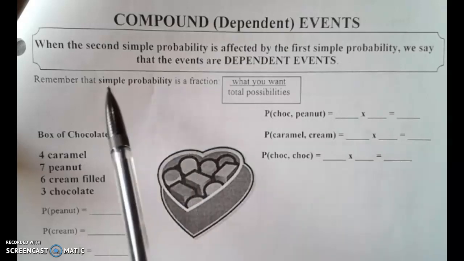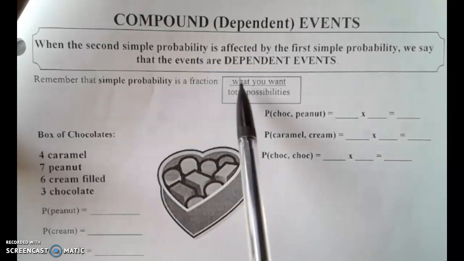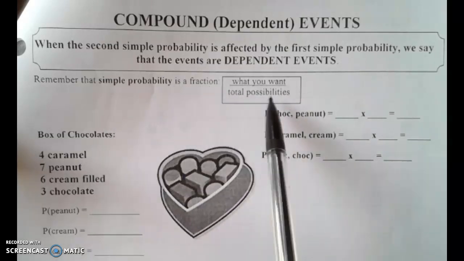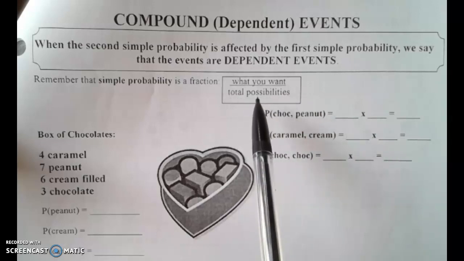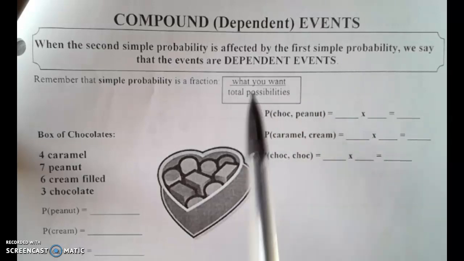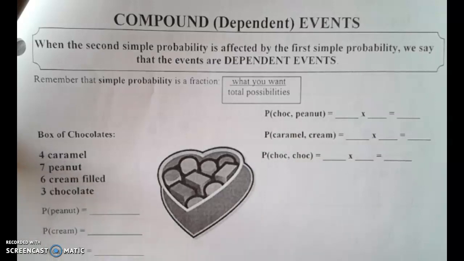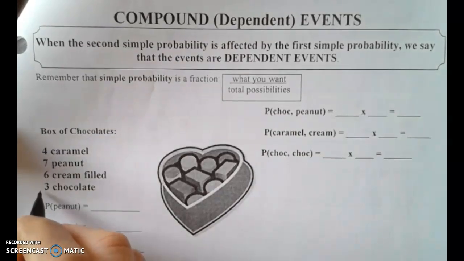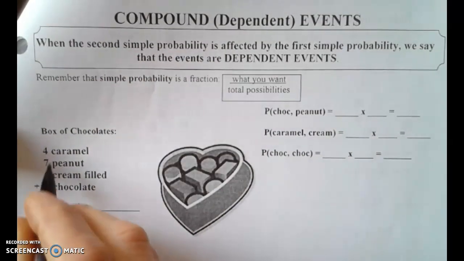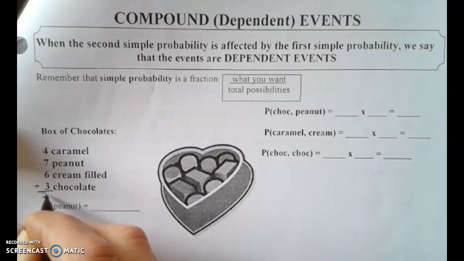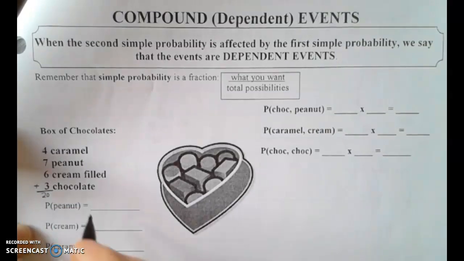Now remember that simple probability is a fraction. It's what you want as your numerator and the total number of possibilities in the denominator. So the first thing that we should do is figure out how many candies we had in the box. So we can go ahead and add these numbers up. 4 plus 7 is 11, and 6 makes 17, and 3 makes 20. So there are 20 total candies. So all of these simple probabilities are going to be out of 20.